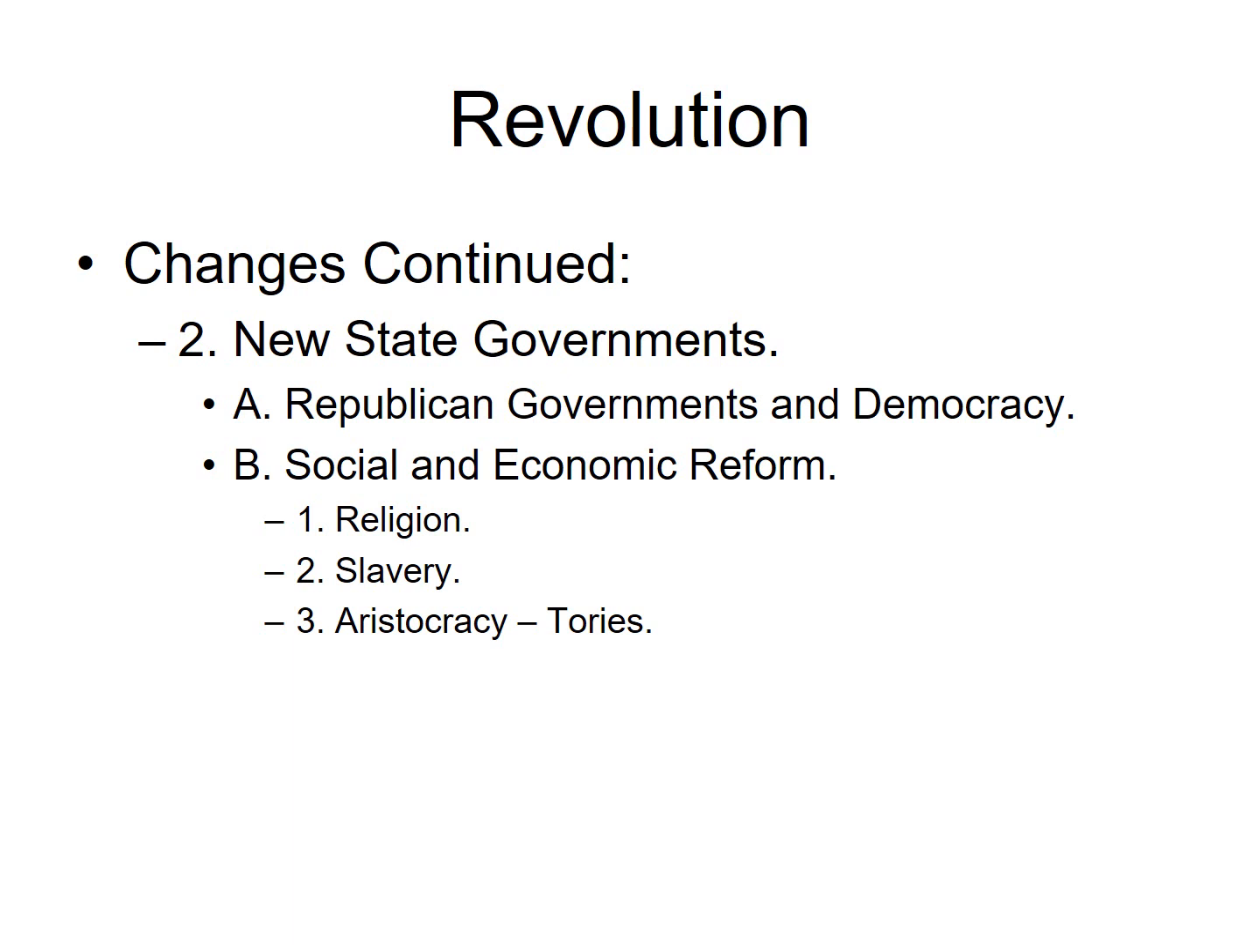So new state governments will start to emerge that summer of 1776. Now, each one of these governments that will emerge, these new states, they will all be Republican in nature with some level of democracy. Let me explain that a little bit better because that might be a confusing statement. But they will all of them be a Republican style of government with some level of democracy.